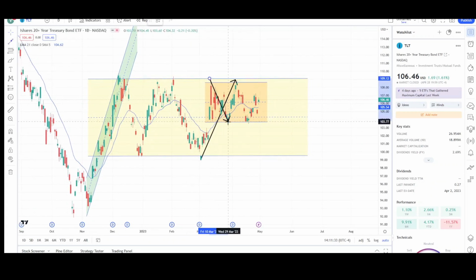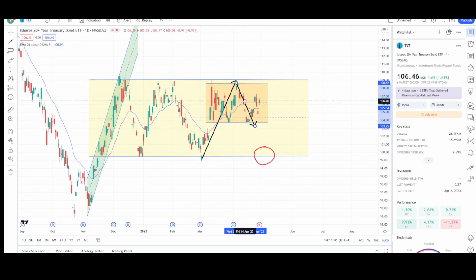Sellers tried twice to bring it towards the opposite side of the range, because prices go from the highs to the lows and the lows to the highs in the range. So this was the first attempt from the sellers to take prices to the opposite side of the range. This was the second attempt from the sellers to take prices to the opposite side of the range. So it looks like it's failing because they got a triple test at this 103 level. Prices bounced up, sold off, and now it looks like it's bouncing up again.